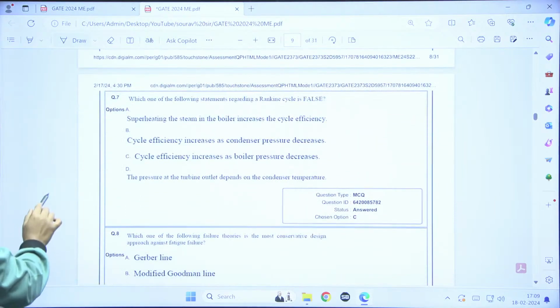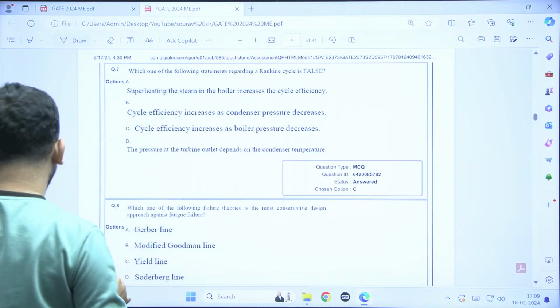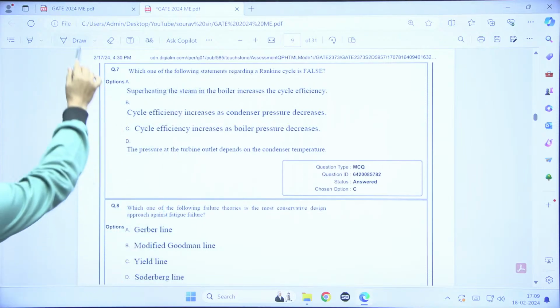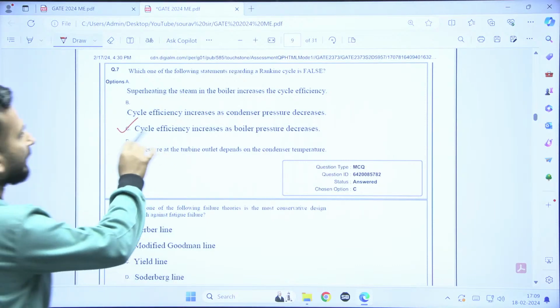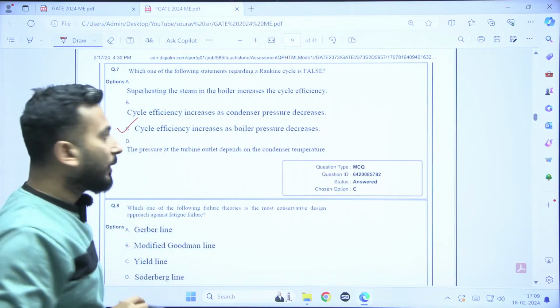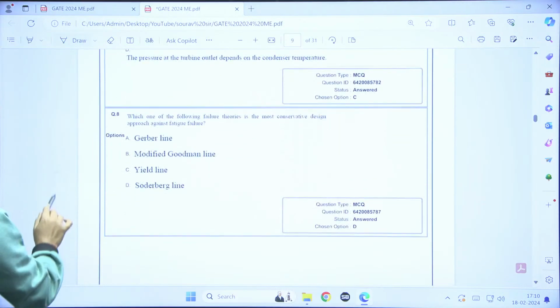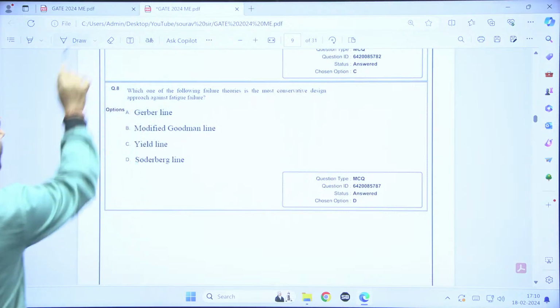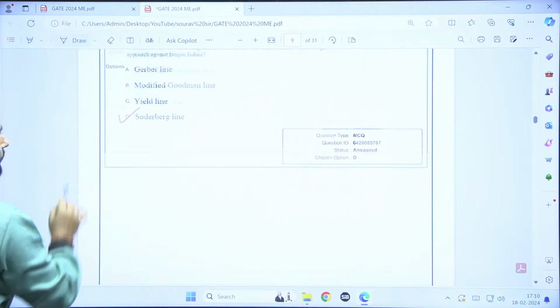Okay. So question number 7. Which one of the following statements regarding Rankine is false? The answer for this is C, that is cycle efficiency increases as boiler pressure decreases. C is the correct answer for this one. Okay, which one of the following failure theories is the most conservative? Answer will be Soderberg. 1 mark question, very easy, very good.